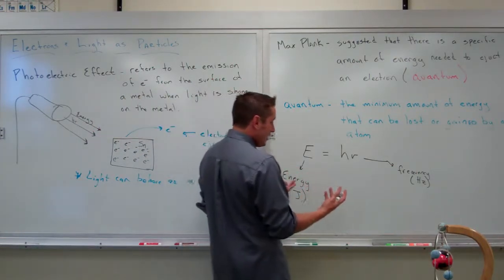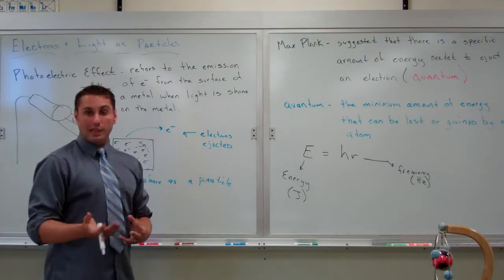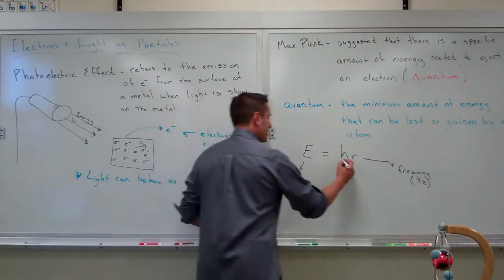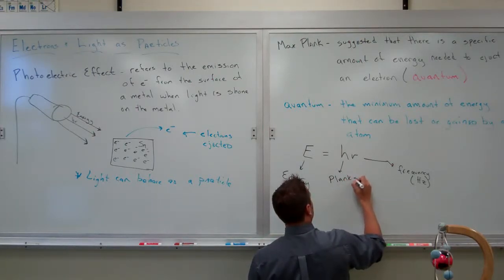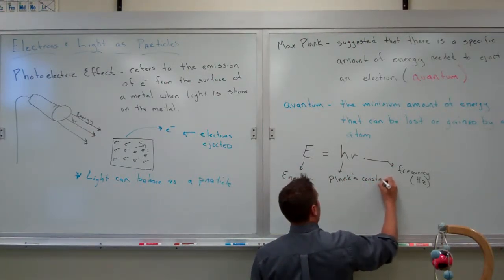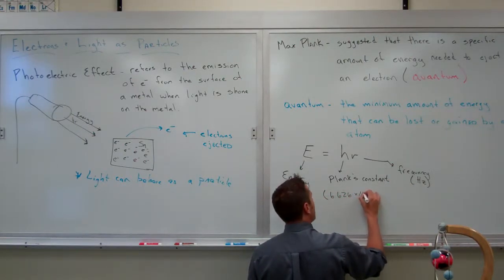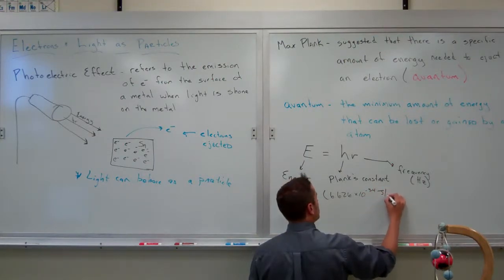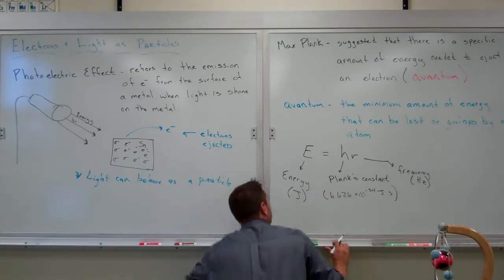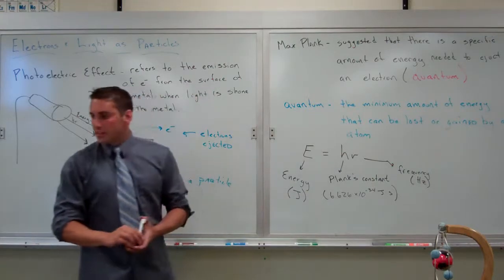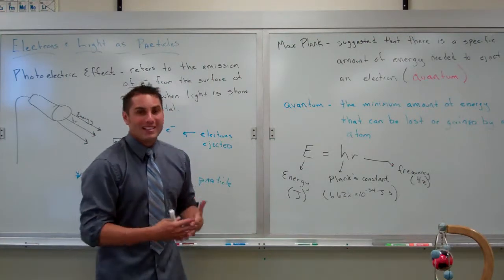And lastly, h is a constant, much like the constant for c equals lambda v. c was the speed of light. h is something known as Planck's constant, and it also gets a specific number. It is 6.626 times 10 to the negative 34th joule seconds, and it is always the same.